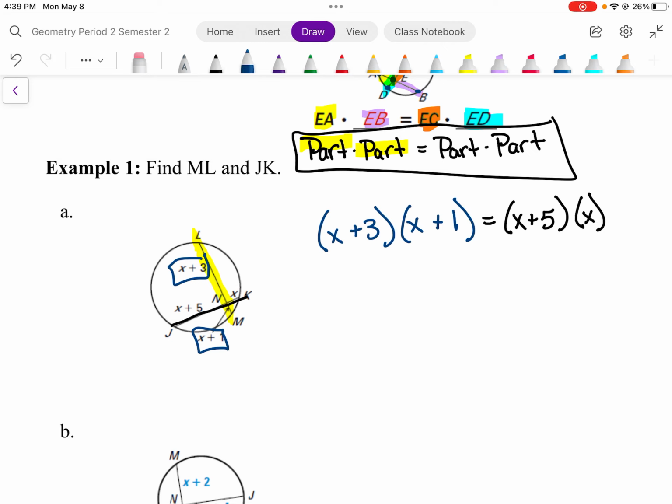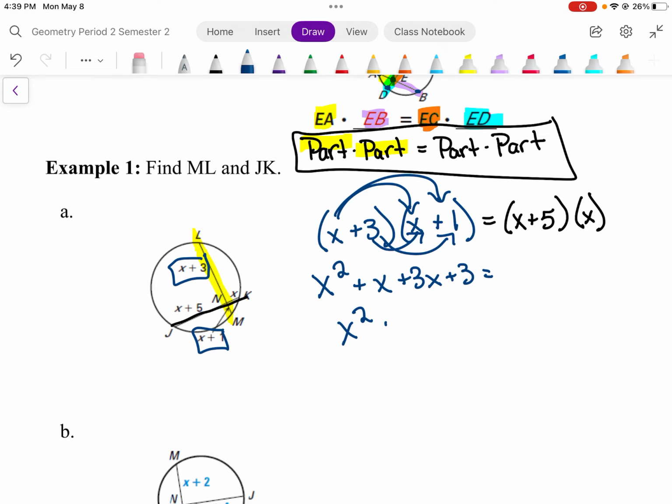When you have two sets of parentheses, don't forget you are going to need to FOIL. So we're going to get x squared plus x plus 3x plus 3. And we can combine like terms to get 4x. On the right side, because there's only one term in the second part, we're just going to multiply that by both terms inside the parentheses. So we would end up with an x squared plus 5.